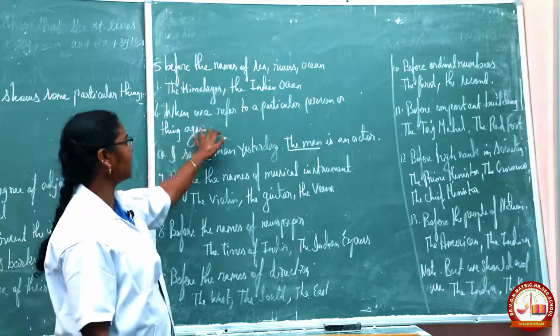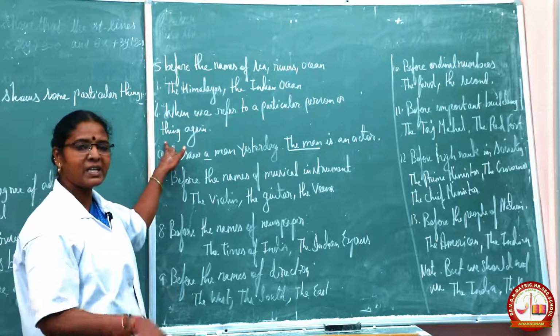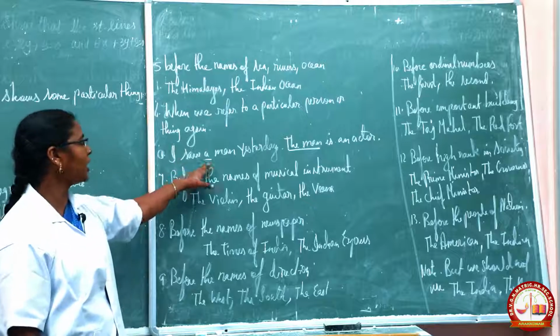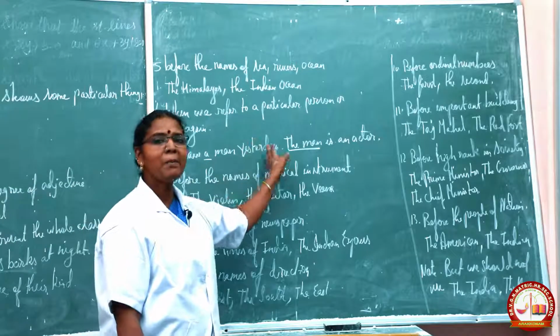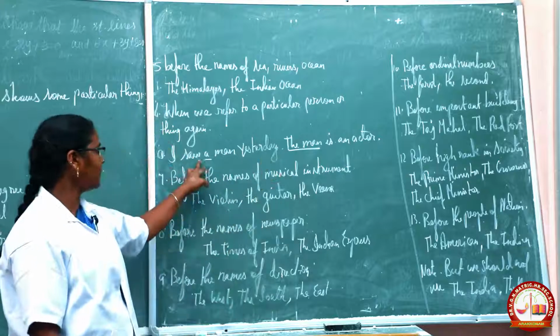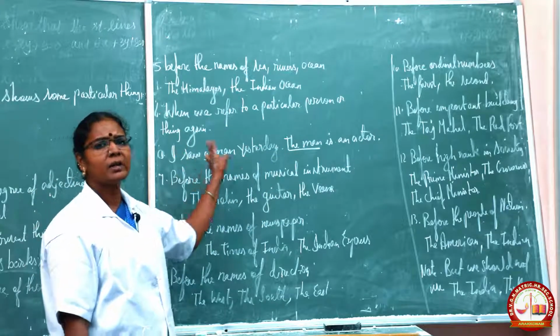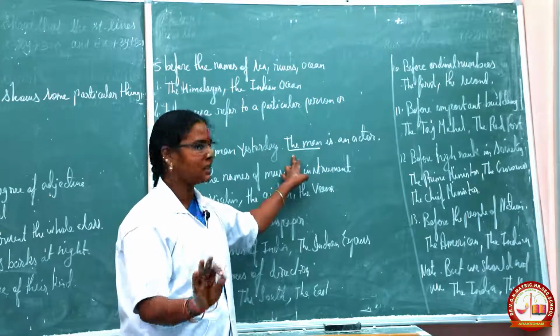Next, when we refer to a particular person or thing again, at that time we must use the definite article the. I saw a man yesterday. The man is an actor. So here, a man is repeated once again. If a person is repeated once again, we must use the definite article the.